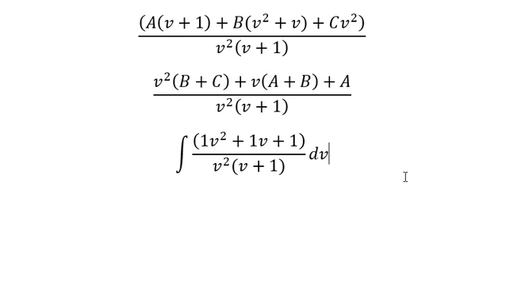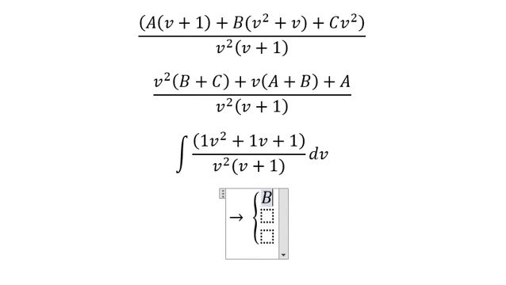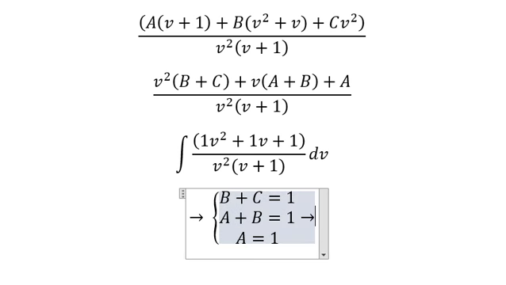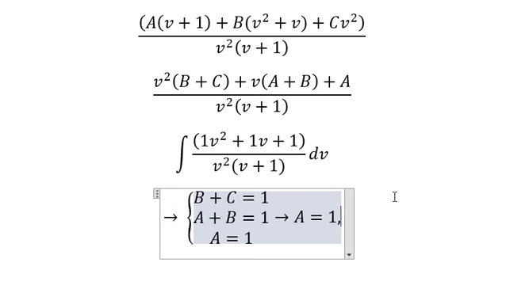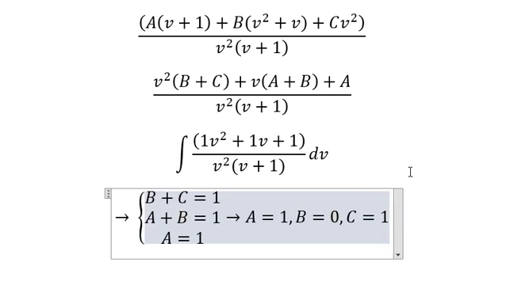Now, we create the system of equations. So, B plus C equals to number 1. A plus B equals to number 1. A equals to number 1. And now we need to find the solutions of A, B, C. So, A equals to number 1. B equals to number 0, C equals to number 1.